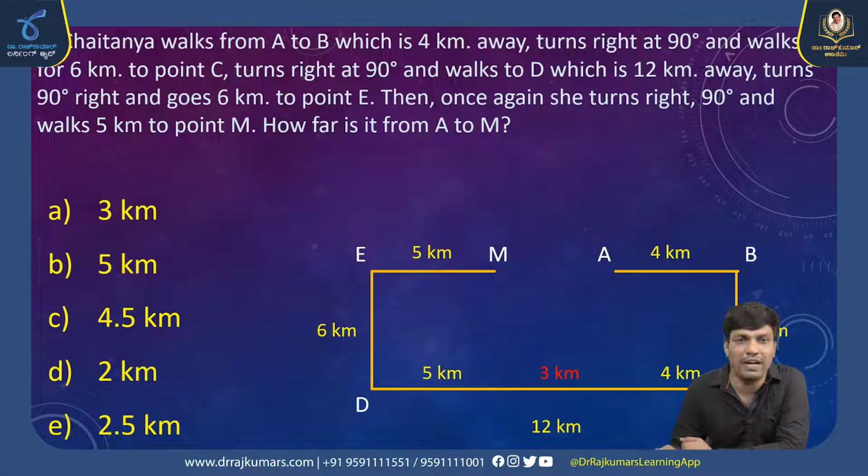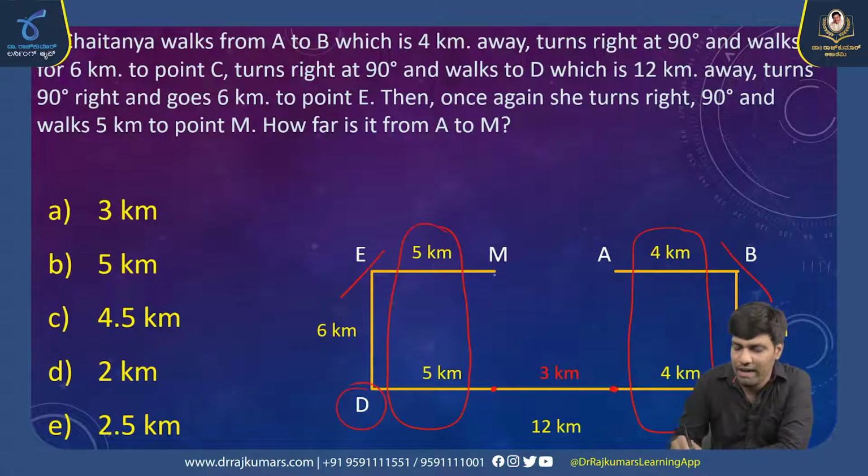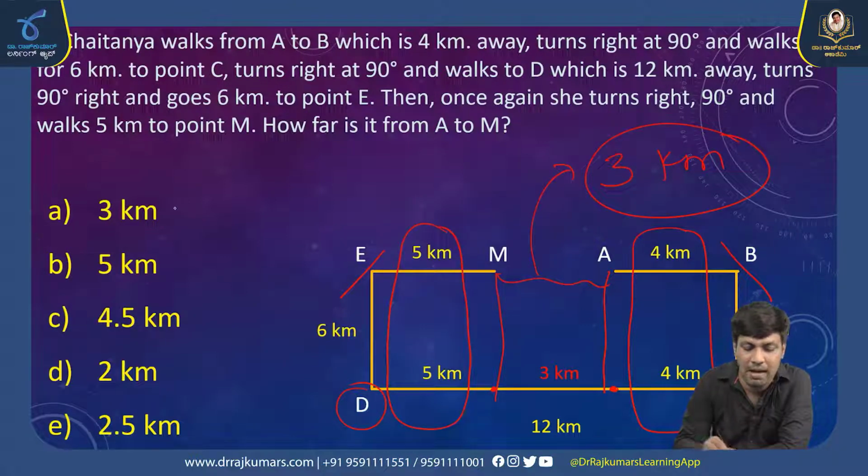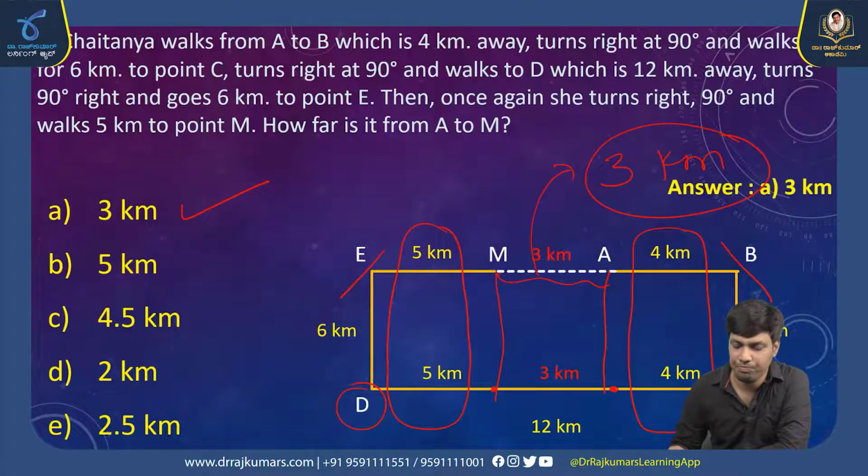The distance between D and C can be split into 5 kilometers, 3 kilometers and 4 kilometers. As we are having reference for 5 kilometers and 4 kilometers, we can clearly plot the distance of M and A. So the remaining distance will be the distance of M and A. The remaining distance between M and A will be 3 kilometers. So the right option for this problem is option A, 3 kilometers. Moving on to our next problem.